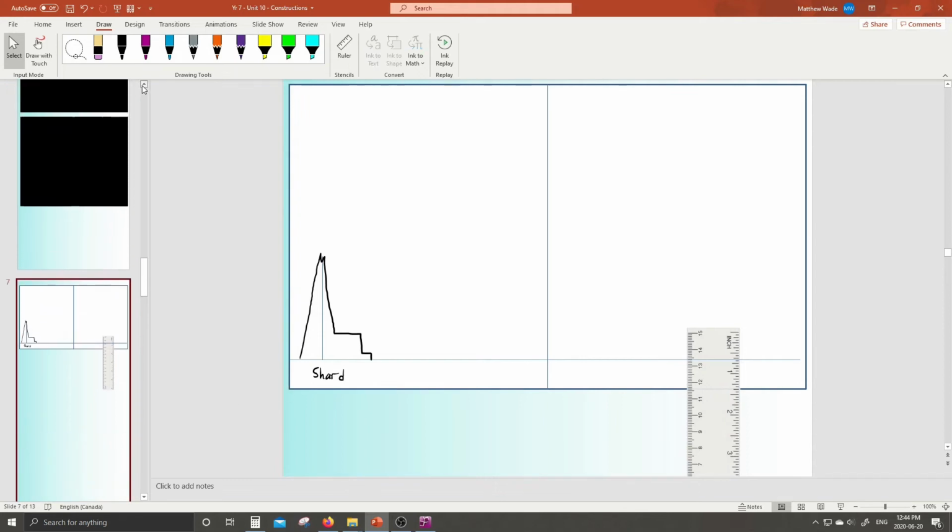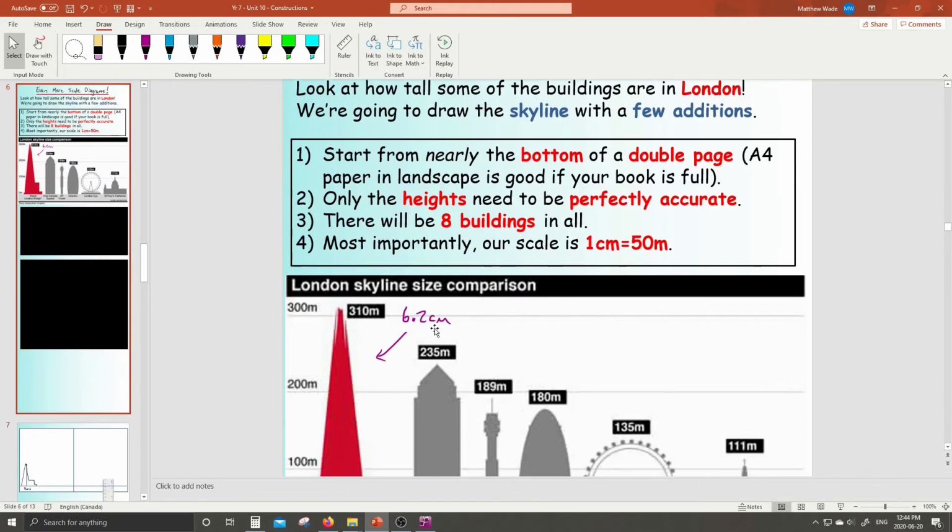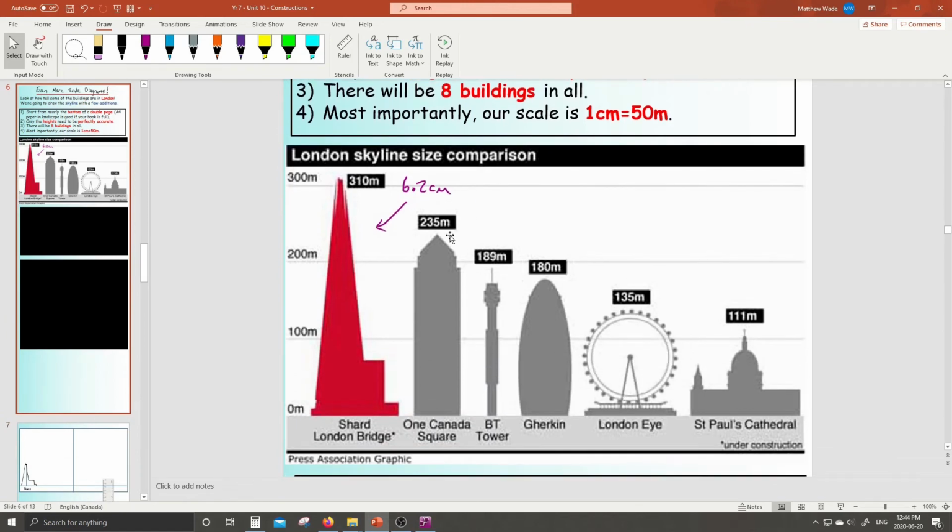But we're going to do it for every single one. So the step was, again, since the scale is 1 to 50, you just have to get these guys here divided by 50, draw them all on. So you're going to do 1 Canada Square, BT Tower, the Gherkin, the London Eye, St. Paul's Cathedral, and that's that, okay? Leaving space for 2 more to the right. So push pause and do that now, and I'm going to give you the last 2. Okay, so it's probably a long pause. So yeah, ready? 3, 2, 1, go.